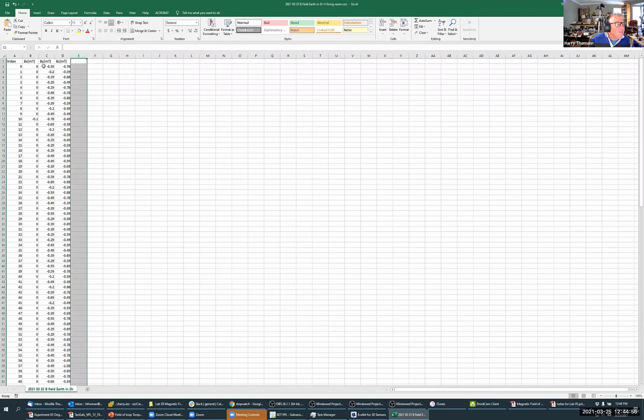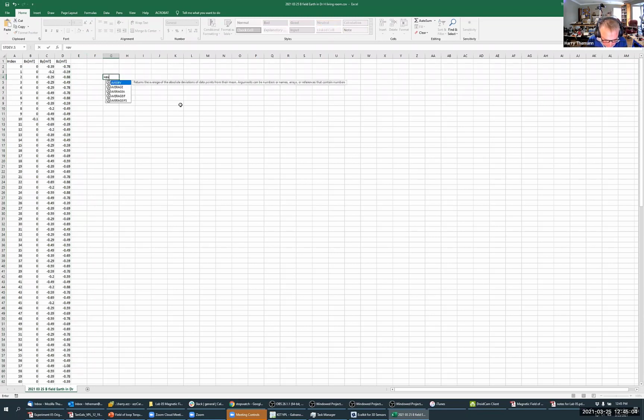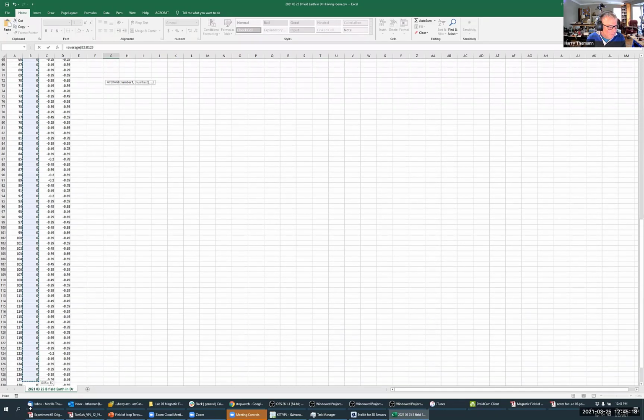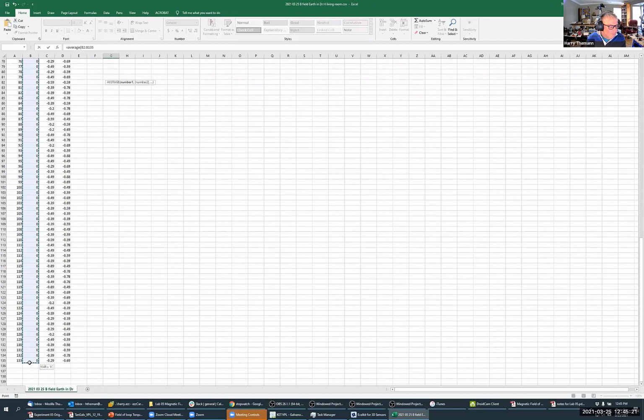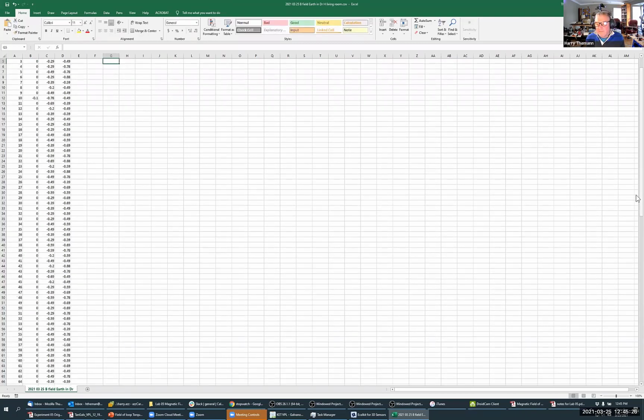And why don't we say equals average, and we'll just take the average of all. That's basically 0, huh? And close. Okay, so that's quite small. And that should give us the average of C.